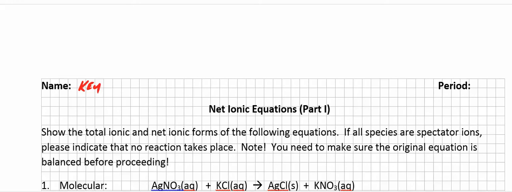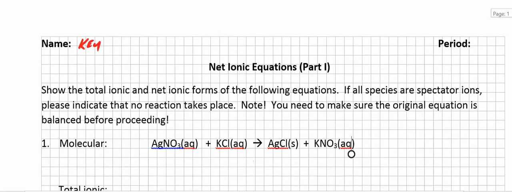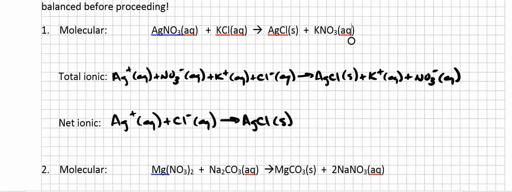So these are the directions. Show the total ionic and net ionic forms of the following equations. If all species are spectator ions, and I'll explain that in just a moment, then we're going to indicate that no reaction takes place. You need to make sure the original equation is balanced before proceeding. So let's take this nice and slow and make sure that we understand this.